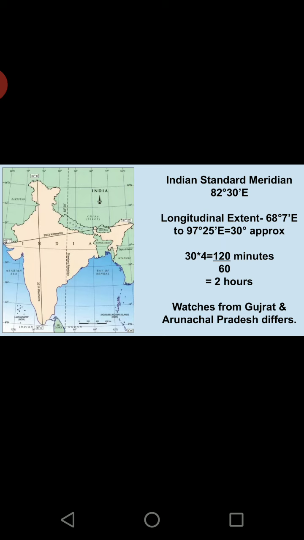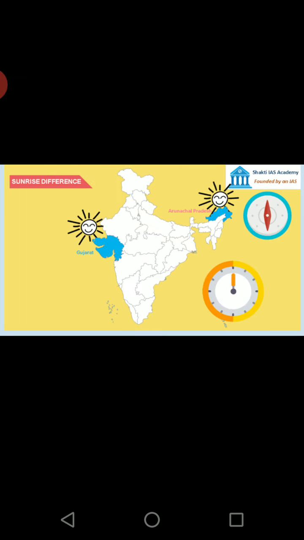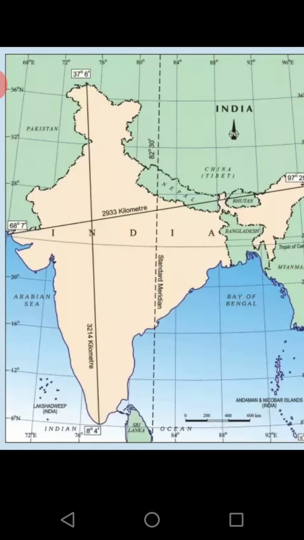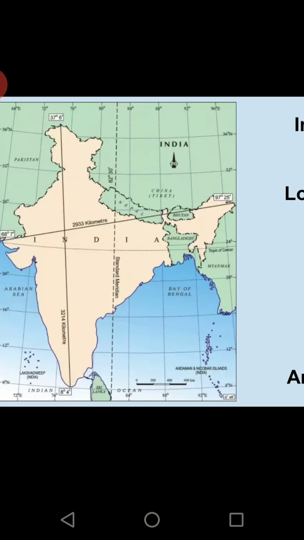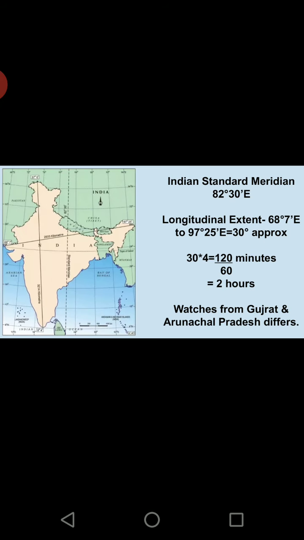Now let us apply the same thing over India. We are all aware of India's longitudinal extent. On the Gujarat side it is 68 degrees 7 minutes east, and on the eastern, Arunachal Pradesh side, it is 97 degrees 25 minutes east. Here you have the longitudinal extent in front of us. If I want to find out approximately how many longitudes are covered by India, it is 30. It is an approximate distance, definitely.